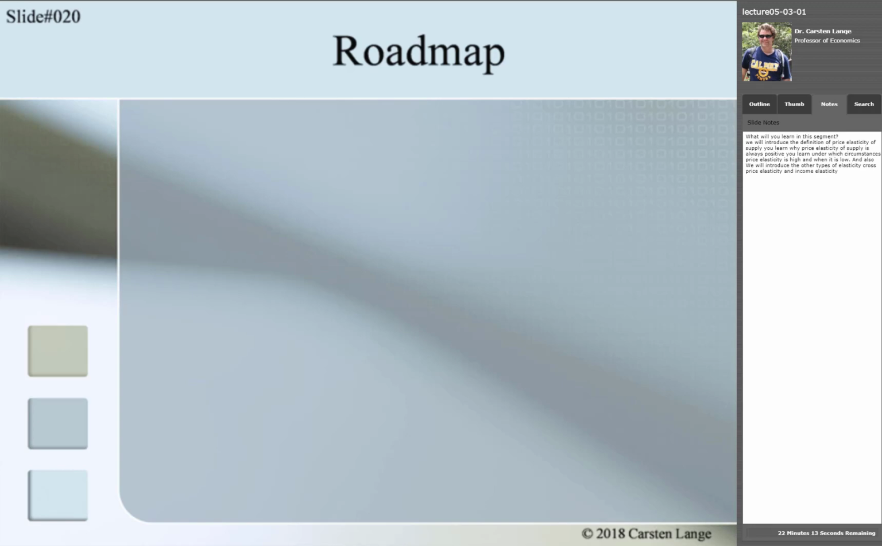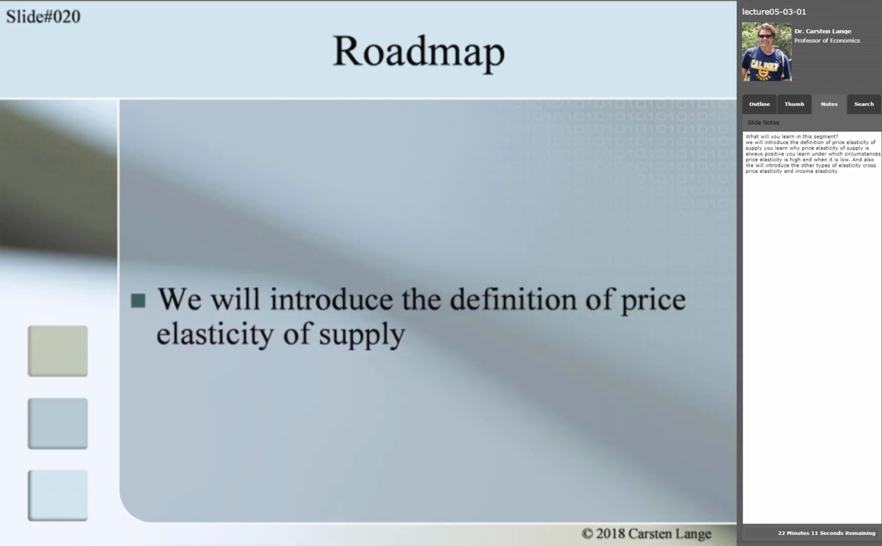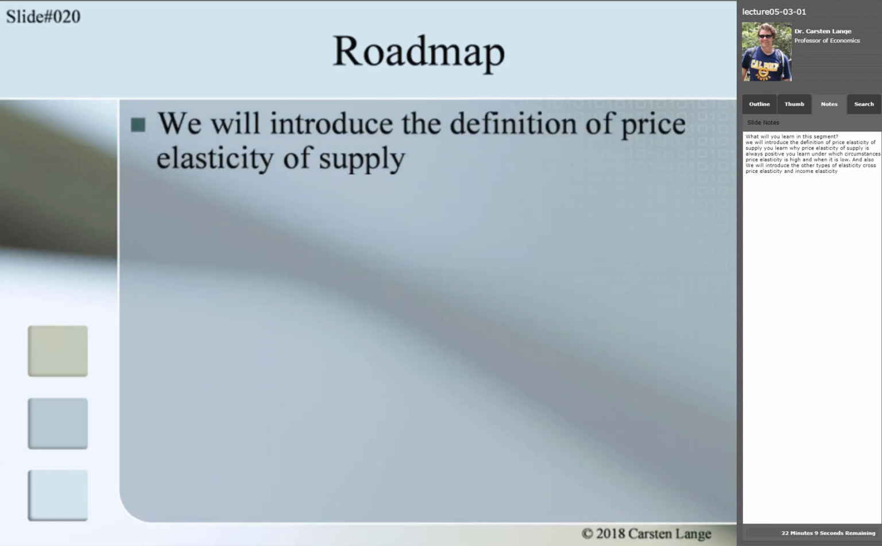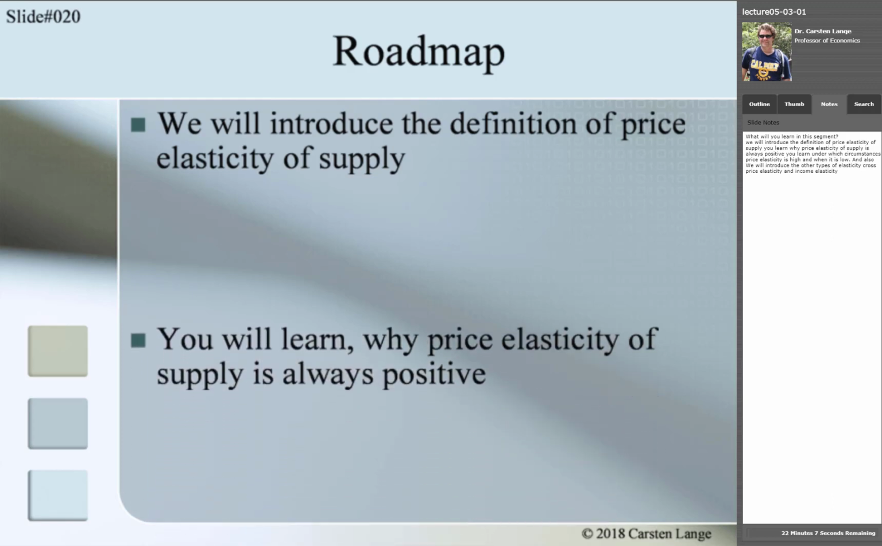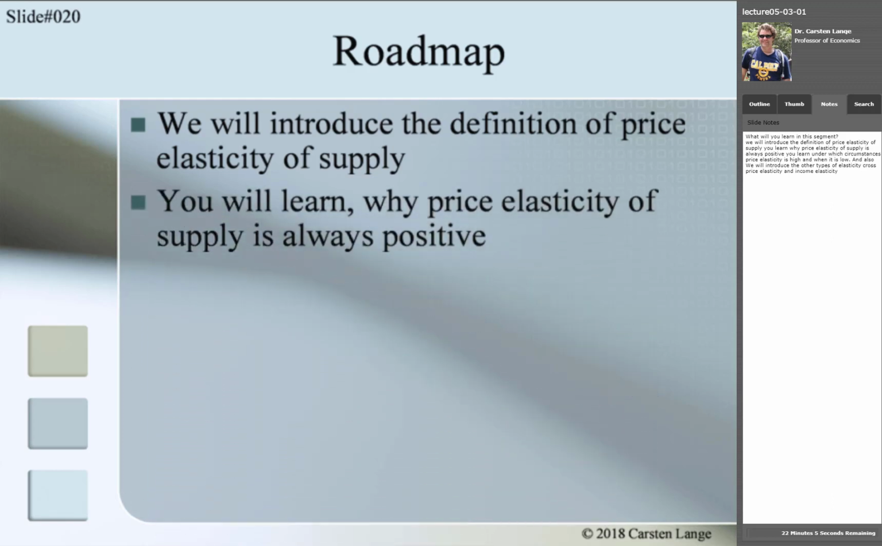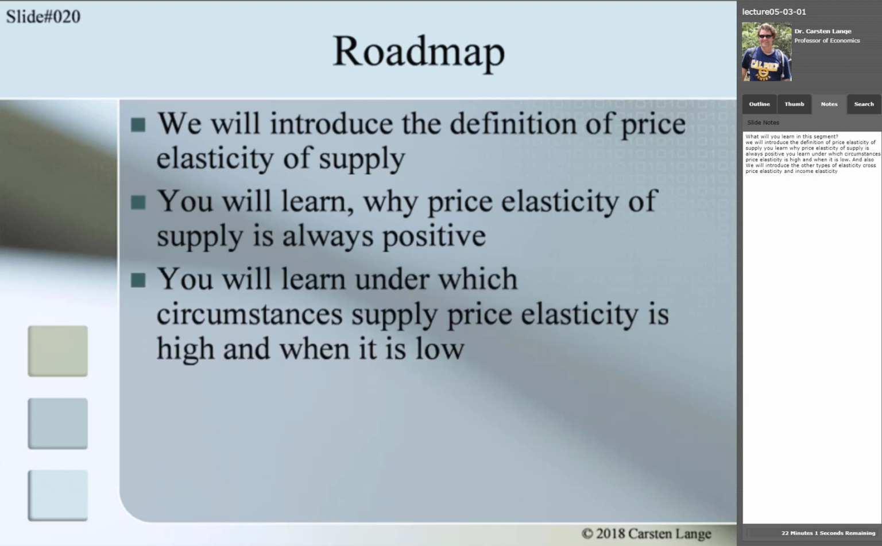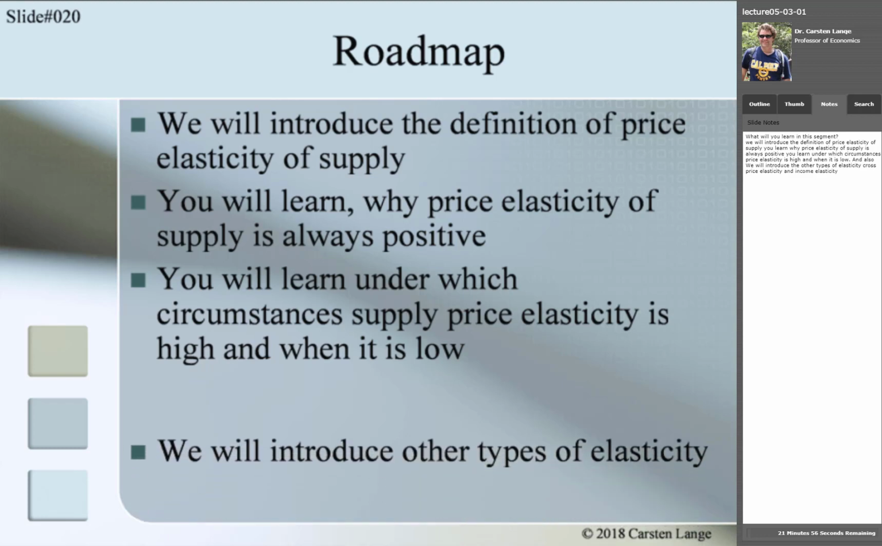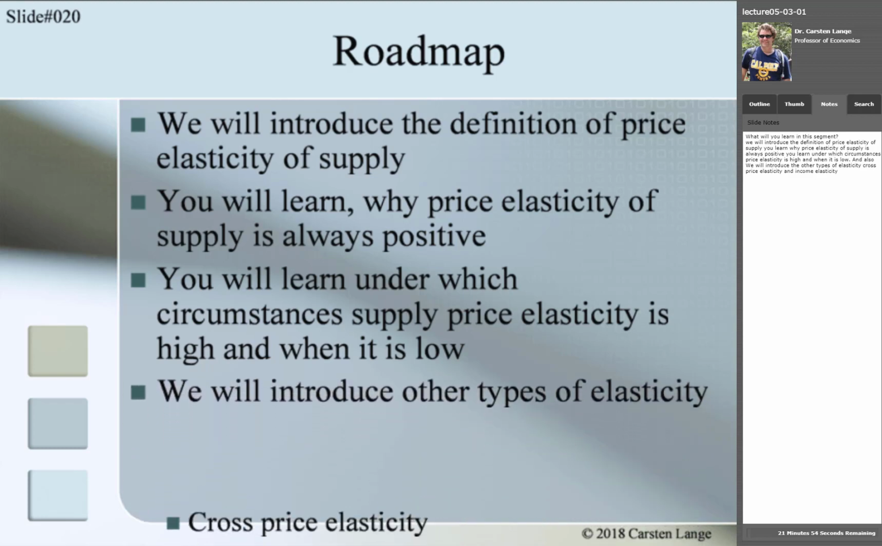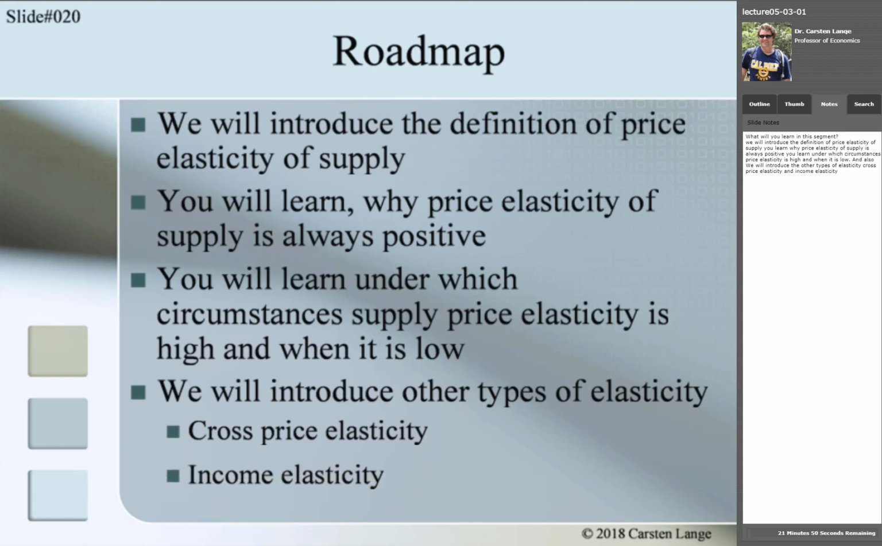What will you learn in this segment? We will introduce the definition of price elasticity of supply. You will learn why price elasticity of supply is always positive. You will learn under which circumstances price elasticity is high and when it is low. And also, we will introduce other types of elasticity, cross-price elasticity and income elasticity.